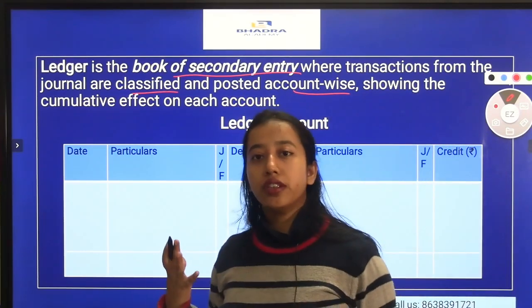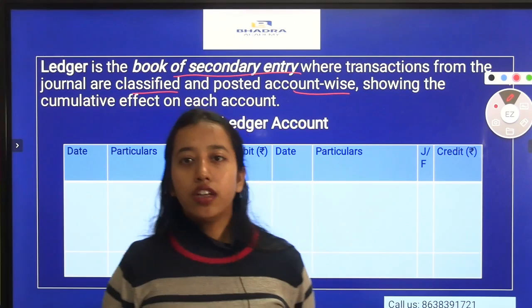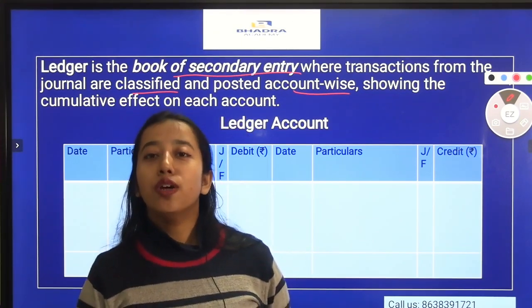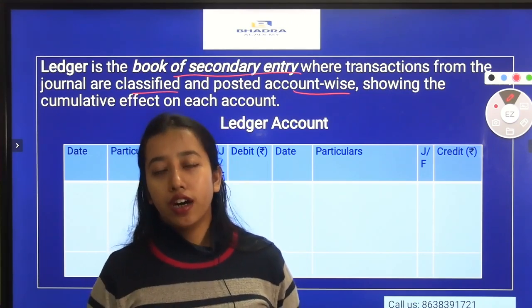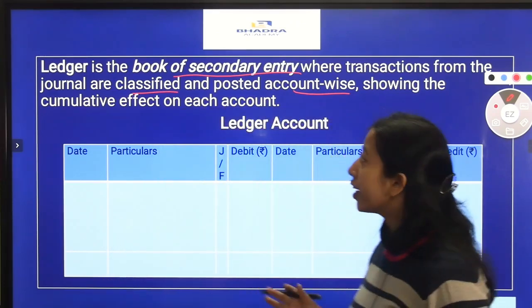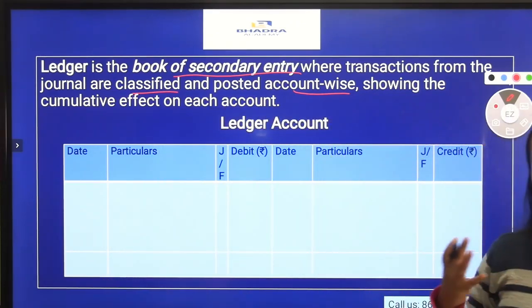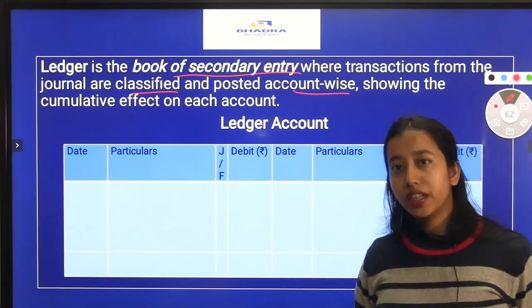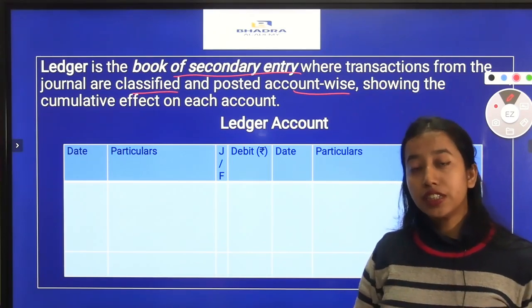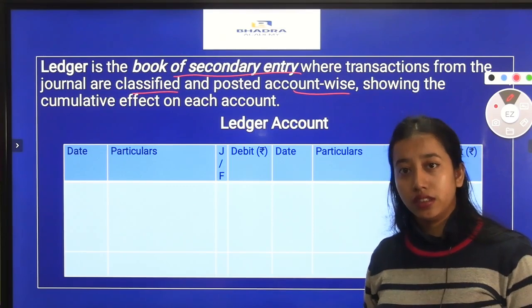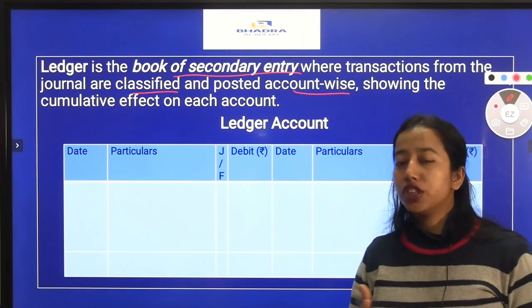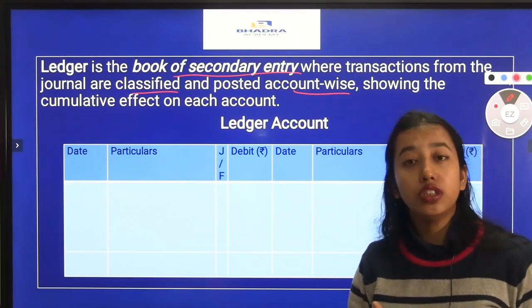So after recording in the journal, the next step in the process of accounting is posting in the ledger or recording in the ledger account. And what is a ledger account? Because there are numerous transactions happening in a business every day, those transactions are classified under different account heads. So suppose today there is a purchase of goods.